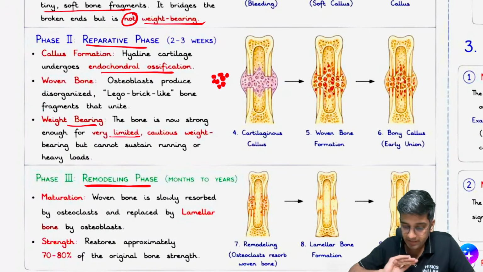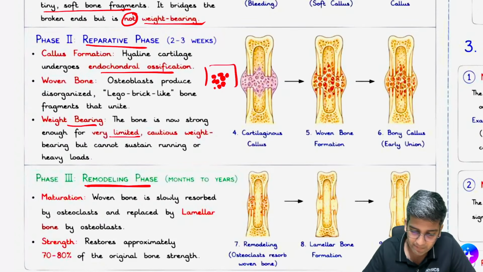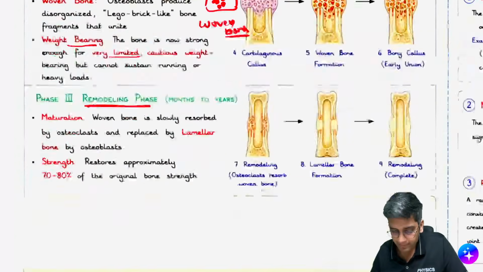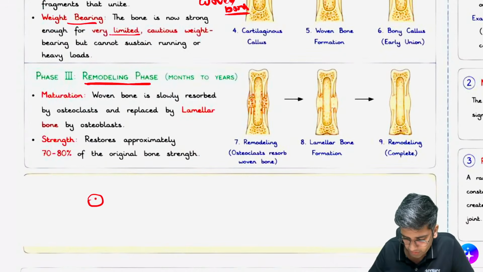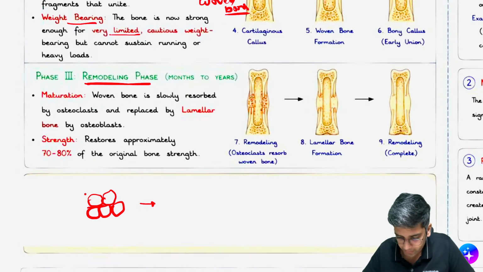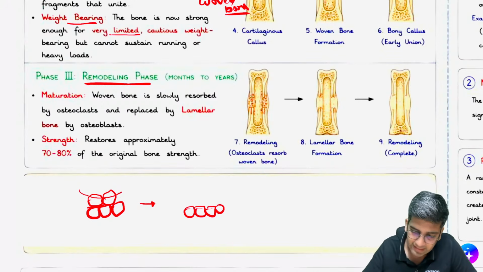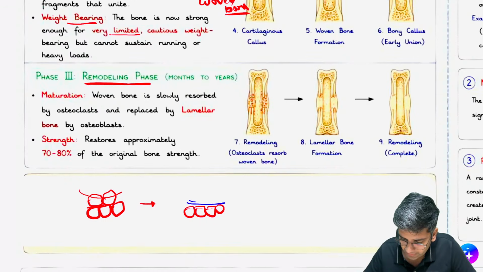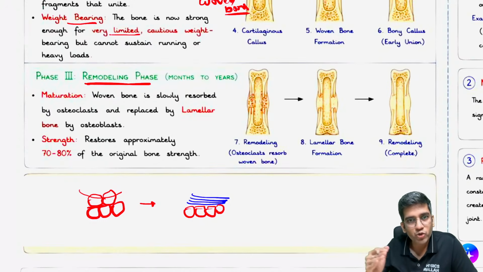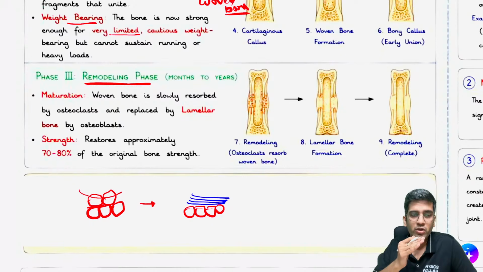Next is remodeling. The initially formed bone, formed by bits and pieces, we call woven bone. But I don't want woven bone. What gives me strength is lamellar bone. So I have woven bone here, bits and pieces of bone. Next, my osteoblasts and everything come, remove the woven bone a little bit, and I'll have new bone formation which will be proper lamellar bone. Slowly and steadily, osteoclasts come, remove the woven bone, and lay down normal bone.